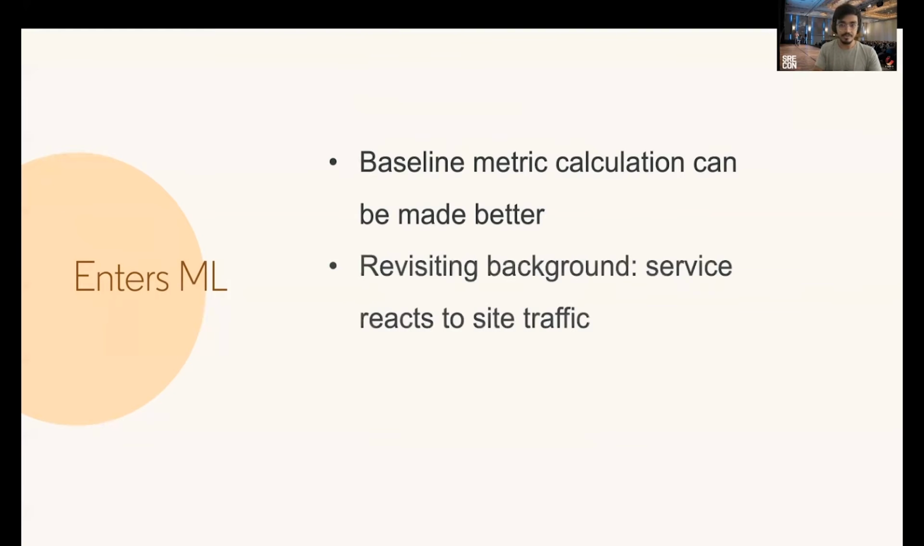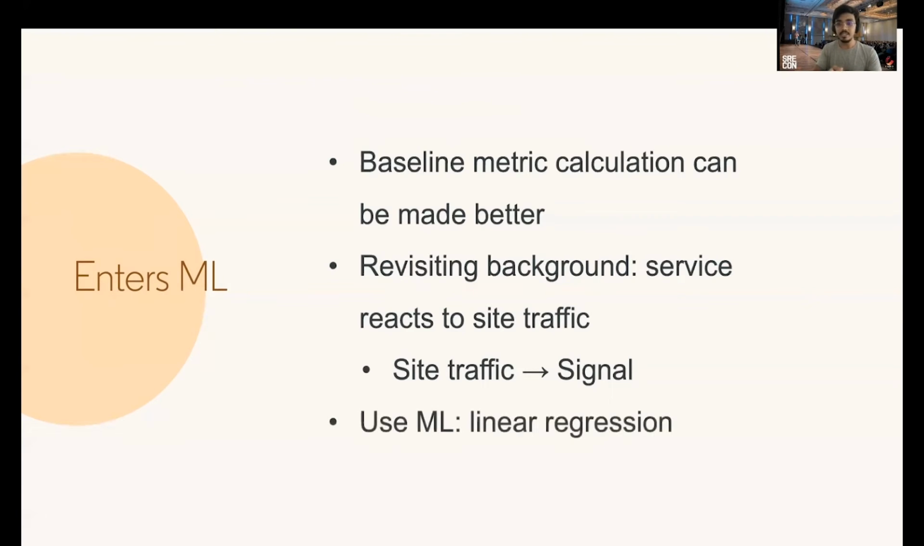If we revisit the background, how services behave is there's traffic that comes to the LinkedIn data center and services react to it. So basically, there is site traffic and there is the signal. More site traffic would mean more signal. So as the LinkedIn data center receives more traffic, latency will increase or error count will increase. And if you look at this relationship, it basically is a linear regression. So there is a relationship between the site traffic and the signal. This is the basis of the model that we'll be creating.